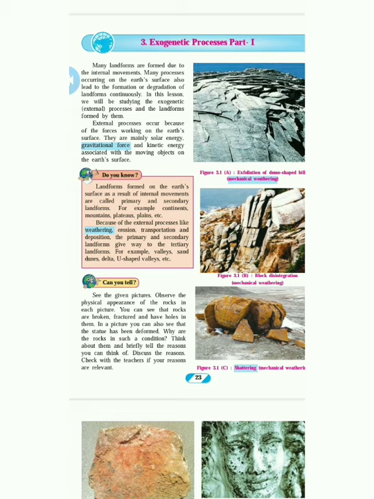Now, do you know, landforms formed on the earth's surface as a result of internal movements are called primary and secondary landforms. For example, continents, mountains, plateaus, plains, etc. Because of the external processes like weathering, erosion, transportation and deposition, the primary and the secondary landforms give way to the tertiary landforms. For example, valleys, sand dunes, delta, U-shaped valley, etc.